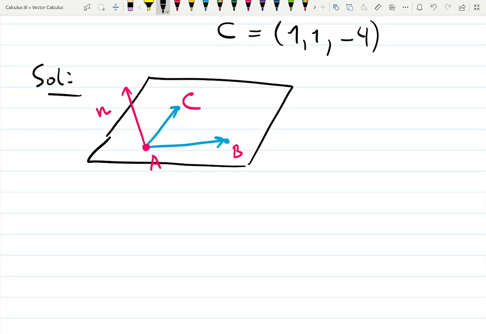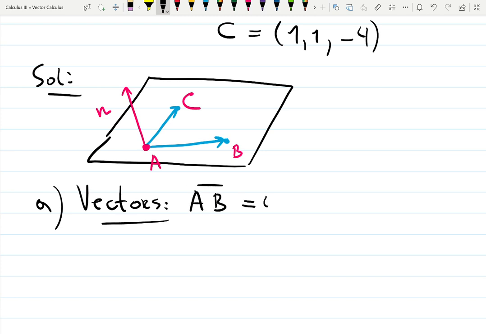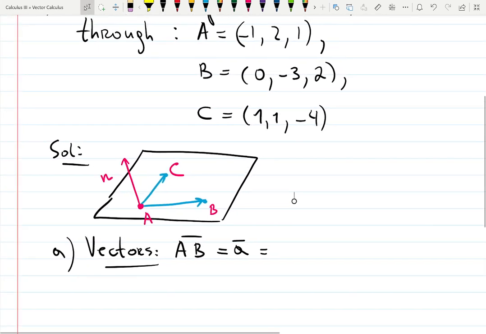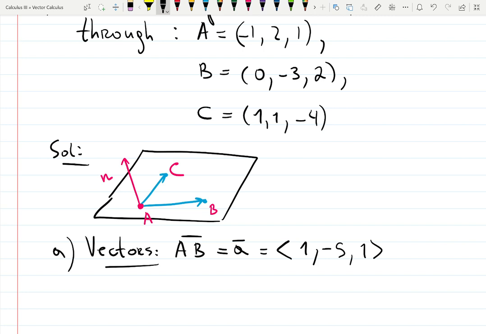Vectors. First, we don't even have vectors yet, so let's figure out the vectors first. AB, that's the notation for the vector. Let's call it a. It is the end minus the beginning. So B minus A: 0 minus -1 is 1. Now it's not parentheses anymore, if you remember, it's a vector. Then -3 minus 2 is -5, and 1. AC, that's the vector b. Same idea, 2 minus 1, and -5.